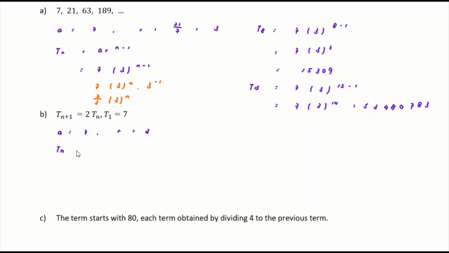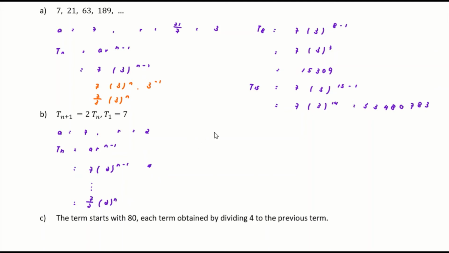So Tn is equal to ar^(n minus 1). In this case, our a is 7, r is 2, and the power is n minus 1. Same thing, if you want to expand it, you can try it yourself, but you can actually just stop here. If you want to simplify further, you can get 7 over 2 times 2^n as well. But you can actually just stop here.